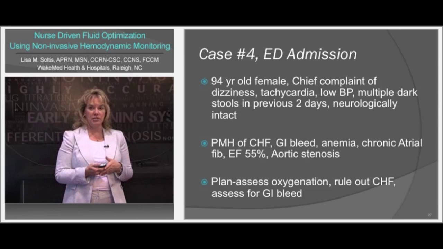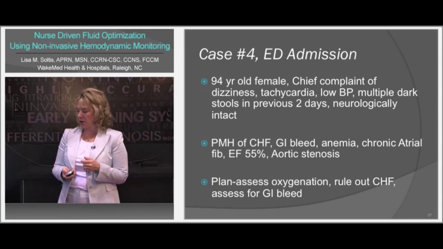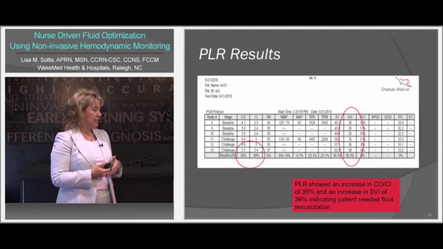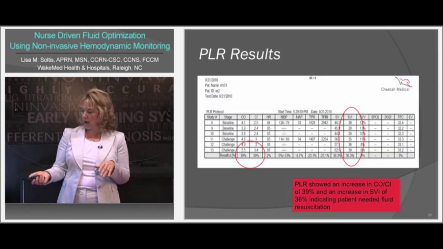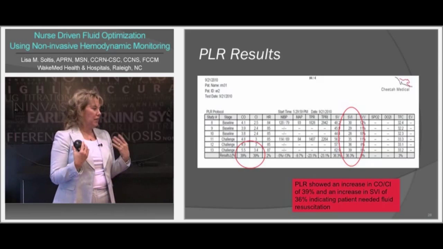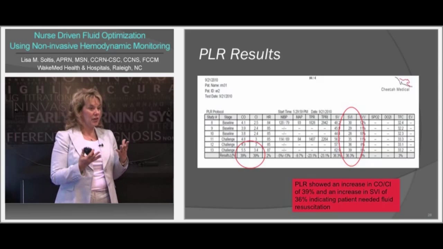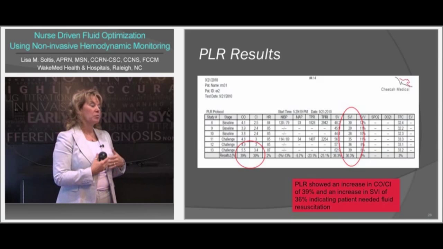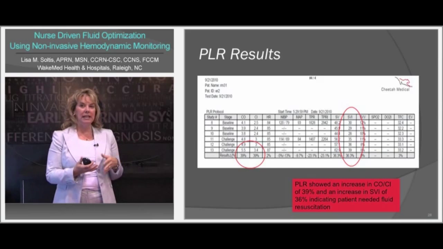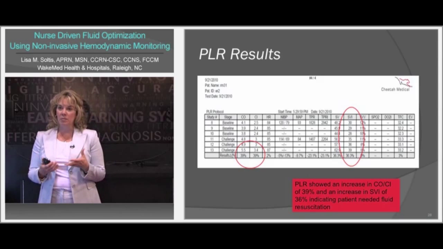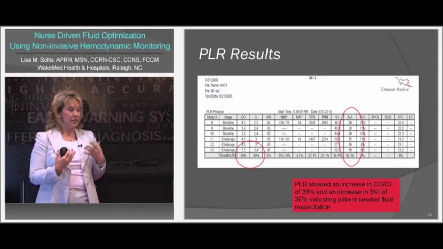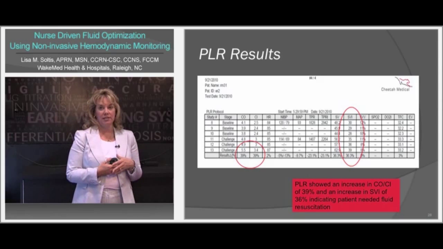So for this patient, we did a passive leg raise just to see, is she fluid responsive? Is this a fluid problem that we need to address? When we actually did the passive leg raise with her, we saw a 38% increase. Typically when we see the SVI increase by more than 10%, they are fluid responsive, and the fact that hers changed by 38% was tremendous. So we knew she was fluid responsive.